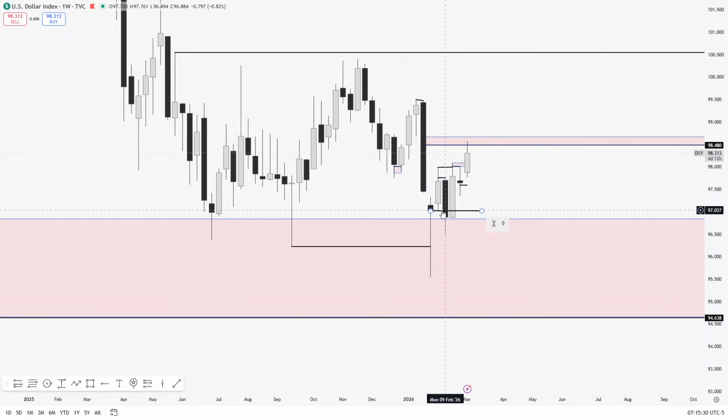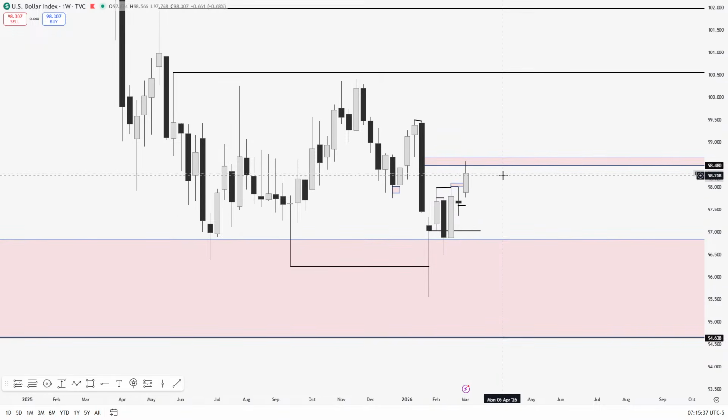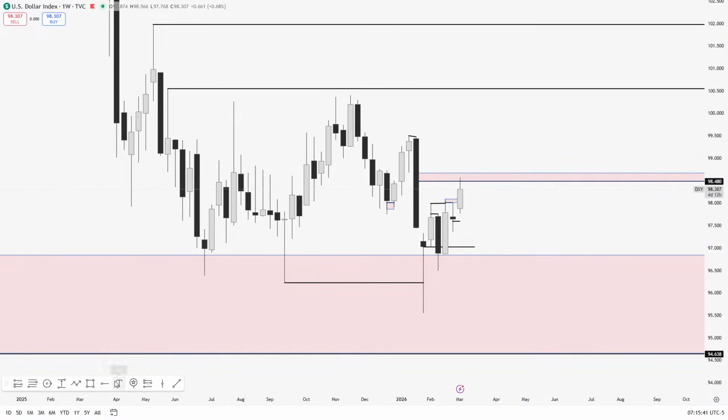You can see how price tapped into the rejection block and starts to rally on the weekly time frame. So I already know that we're bullish on the dollar, and if we're bullish on the dollar, where are we targeting? We're targeting the next draw on liquidity. It's going to be the sell side liquidity pool there. You can see those relative equal highs there.